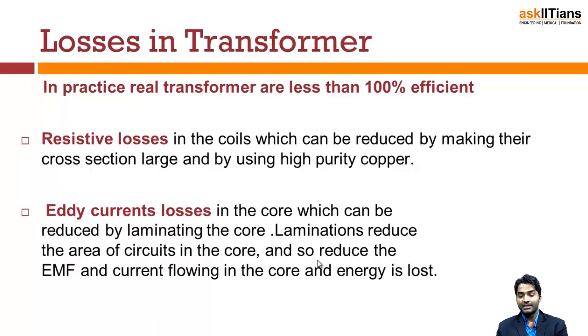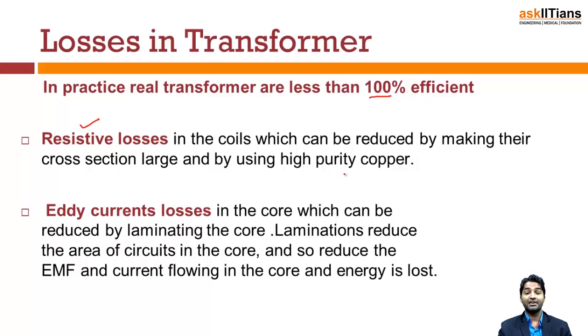Now, we will discuss losses in a transformer. In practice, real transformers are less than 100% efficient. If we want to develop a transformer with 100% efficiency, it's not possible. There are resistive losses in the coils, which can be reduced by making their cross section large and by using high purity copper. We know that gold is the most conductive, then silver, then copper, and then aluminum. But we prefer copper because it is cheap and good for conduction. That's why we are using it.